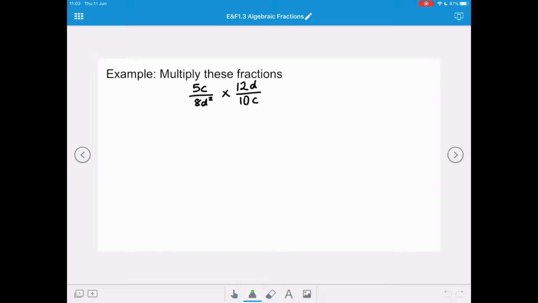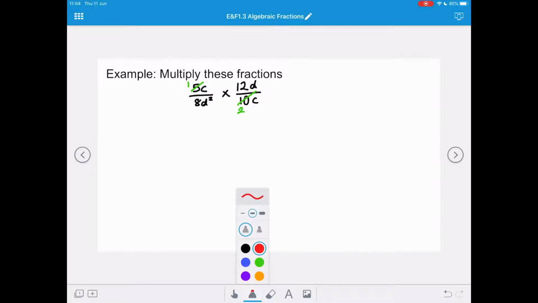So our first example, we want to multiply these fractions. We've got 5c over 8d squared multiplied by 12d over 10c. So let's check and see what we can cancel. We're going to look at the numbers first. So the 5 and the 10 have a common factor of 5. So there's one 5 in the 5 on the numerator and there's two 5s in the 10 in the denominator.